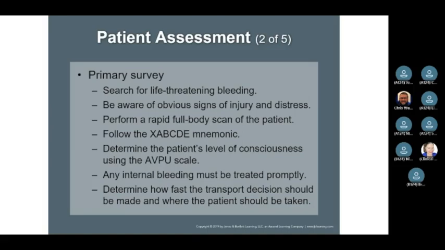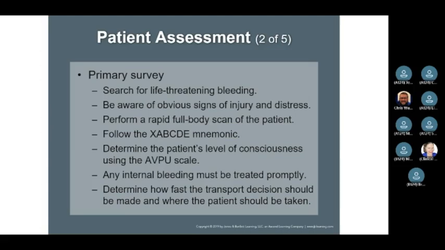You must be able to quickly assess pulse rate and quality, determine the skin condition, color, and temperature, and check the capillary refill time. Any internal bleeding must be treated promptly. Pay close attention to the patient's reports of pain or tenderness, development of tachycardia, and pallor.